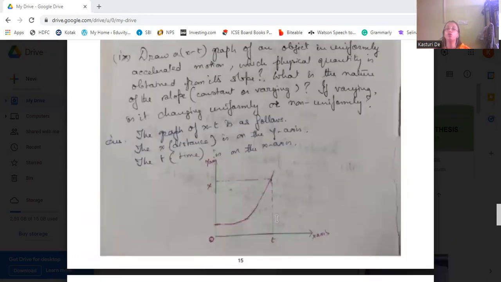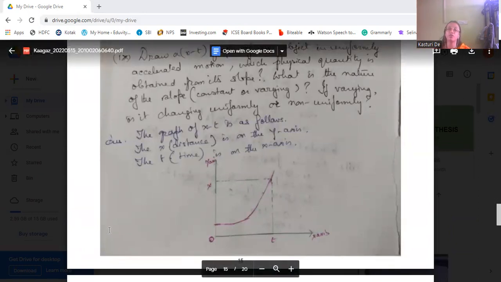Okay. Now draw an x-t graph of an object in uniformly accelerated motion. Which physical quantity is obtained from its slope? What is the nature of the slope? Constant or varying? If varying, is it changing uniformly or non-uniformly? Now the graph x-t is as follows.